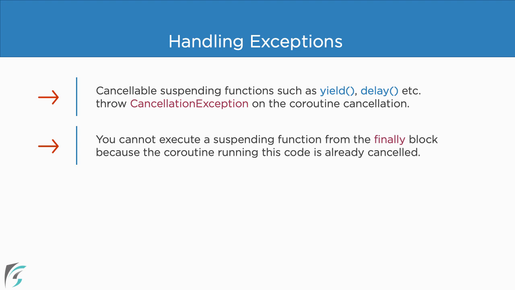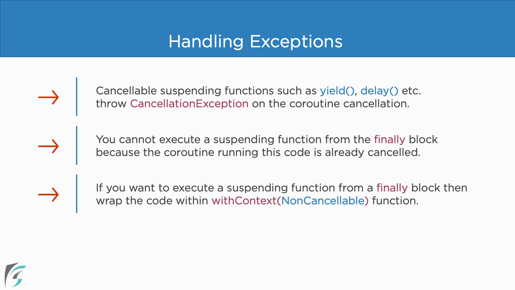Next, you cannot execute a suspending function from the finally block because the coroutine running that code was already cancelled. But in the extreme case, if you really want to execute a suspending function from the finally block, then you can wrap that code within withContext NonCancellable function. So let's see the code in action.